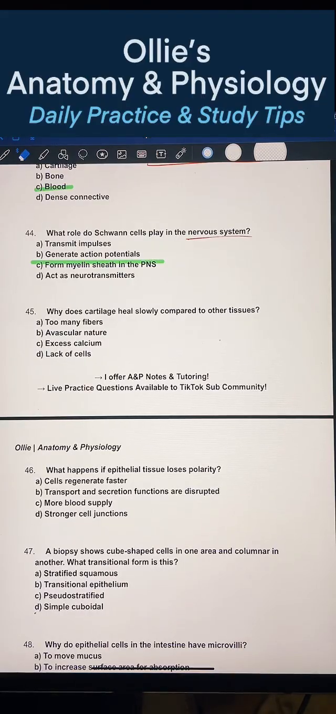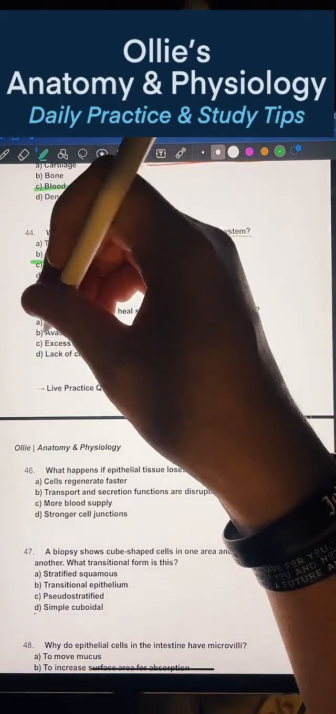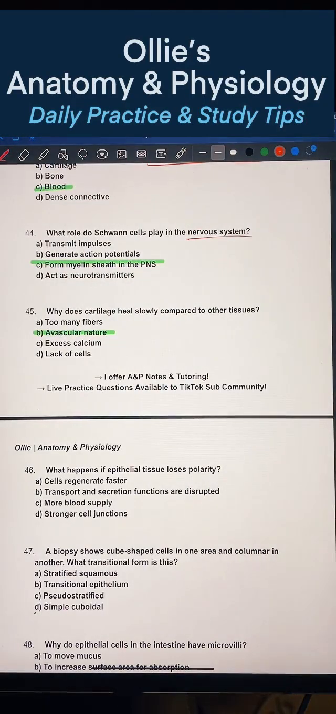Number 45, the answer is B, because of its avascular nature. It lacks blood vessels, so nutrients are going to diffuse very slowly over there.